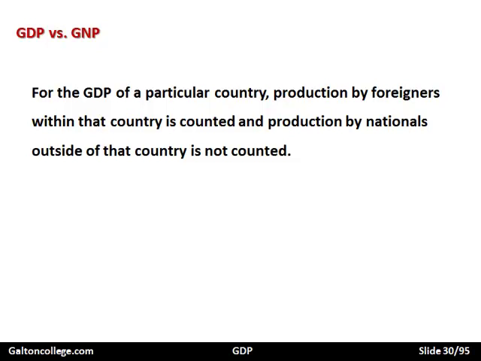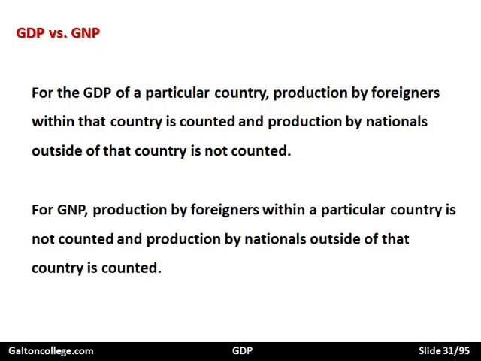So GDP is different. It counts what foreigners produce within the country, and it excludes what people, say British people overseas, are making overseas, because they're overseas. So it's gross domestic product. Gross domestic product relates to what happens within the country. So foreigners producing within the country is included. British people who live overseas, their output is not counted because it's not domestic. It wasn't produced domestically. For GNP, production by foreigners within a country is not counted, and production by nationals outside of the country is counted.